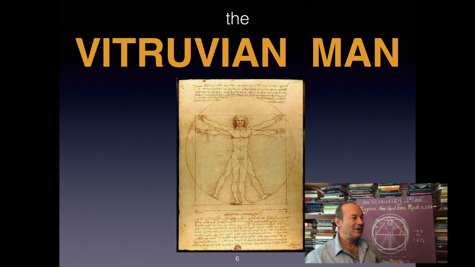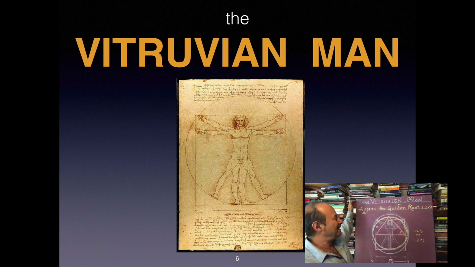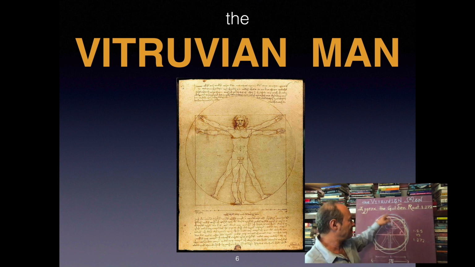In part 1, we looked at the Vitruvian Man, the fascination with the geometry of the human body. This was drawn by Leonardo da Vinci around 1509, and we're looking at how the approximation to the golden root is encoded in the circle that's around the Vitruvian Man.